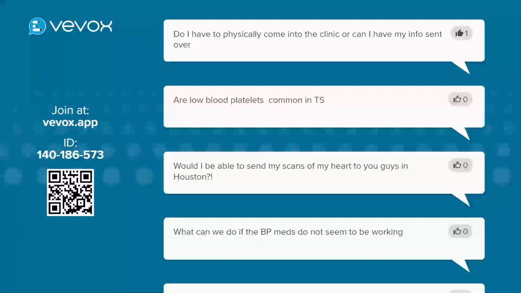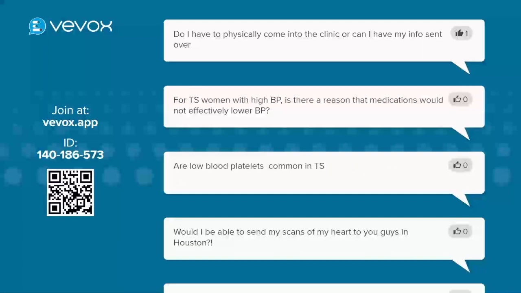What can we do if the blood pressure meds do not seem to be working? There are many options for blood pressure medications, and the usual advice is to try a different medication that works for you. Everyone is slightly different, but currently, for example, there are more than 5 different types of beta blockers and more than 10 different blood pressure medications that we can use. Most people can find one that works, but it might take a little while.